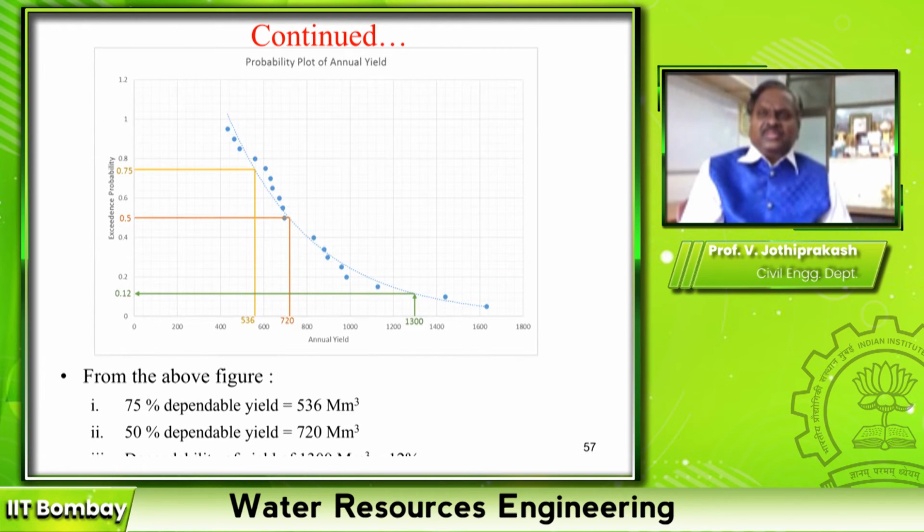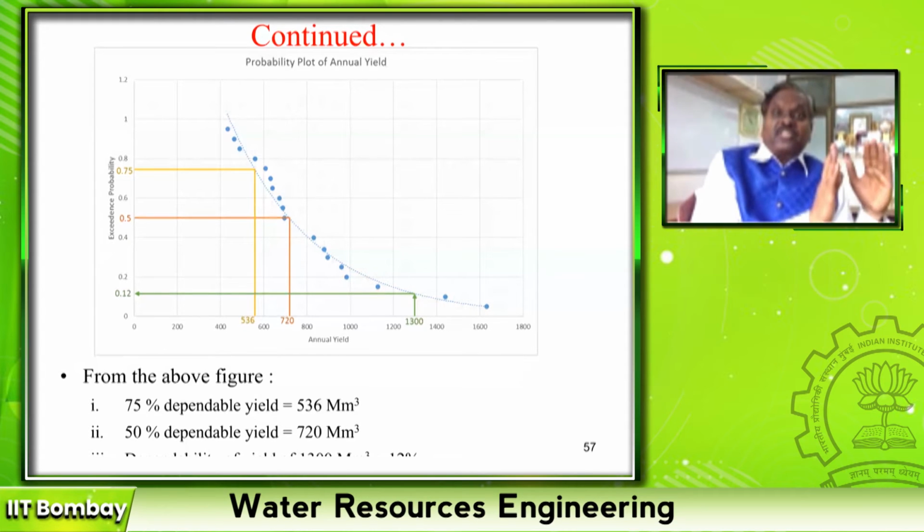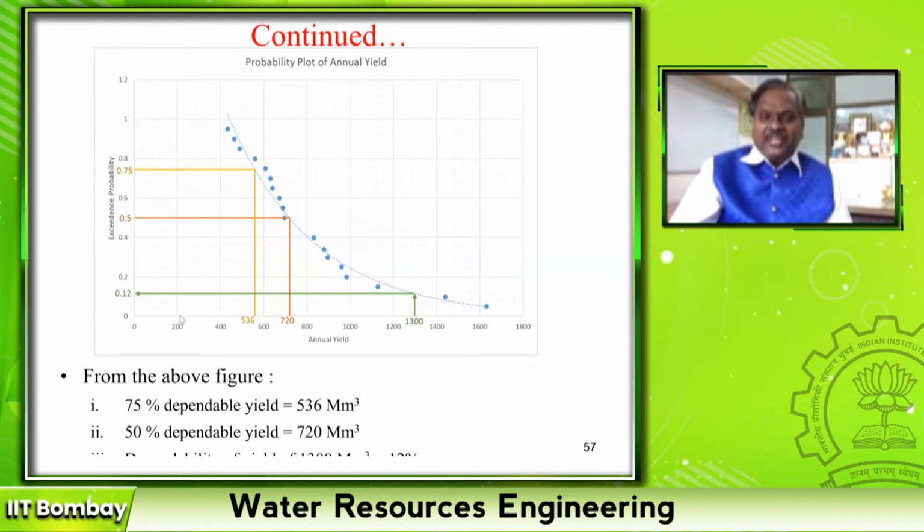So you can take this as your live storage available for storing, right? 75%. You need not store all the 530. It depends upon what your demand is. That is estimated using another method called the ripple diagram that we will see after this. Okay, so it is like estimation of supply. In layman's terms, yield is nothing but the supply from the basin every year, with 75% dependable being 536 and 50% dependable being 720.